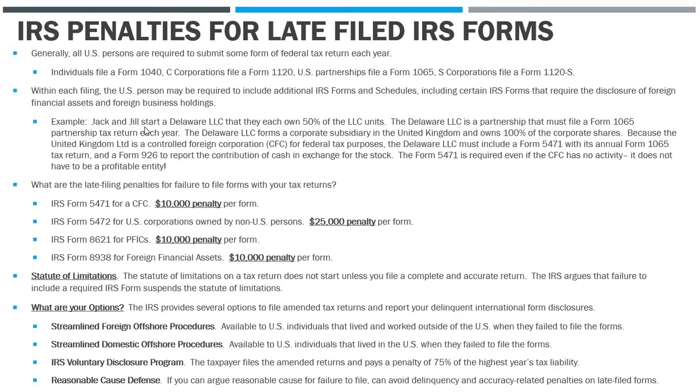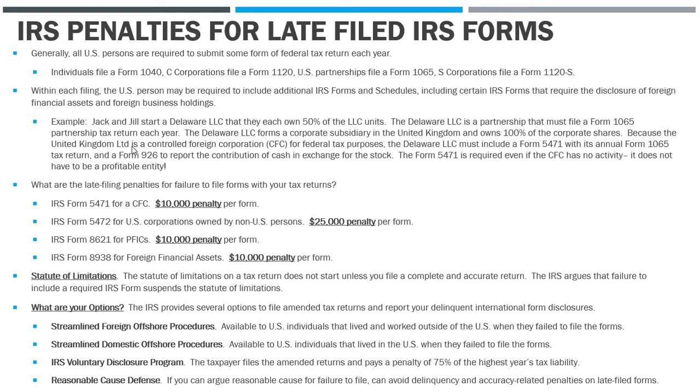So let's look at an example here. We have Jack and Jill. They form a Delaware LLC. They each own 50% of the units. By default, the Delaware LLC is a partnership in that context, so it's got to file a Form 1065 each year. After the entity was formed, the Delaware LLC creates a subsidiary in the UK, so a UK limited company, and it owns 100% of the corporate stock. So we have Delaware LLC as a partnership, owns 100% of the shares in a foreign corporation.